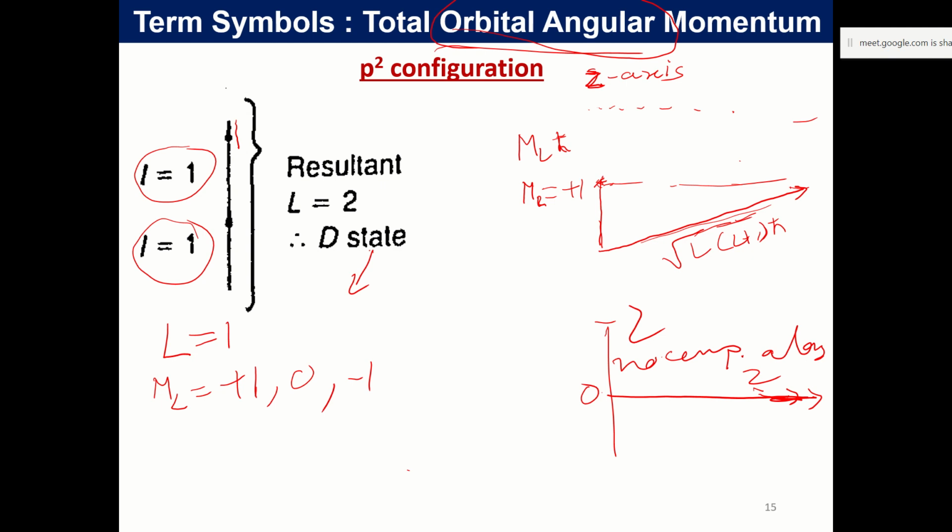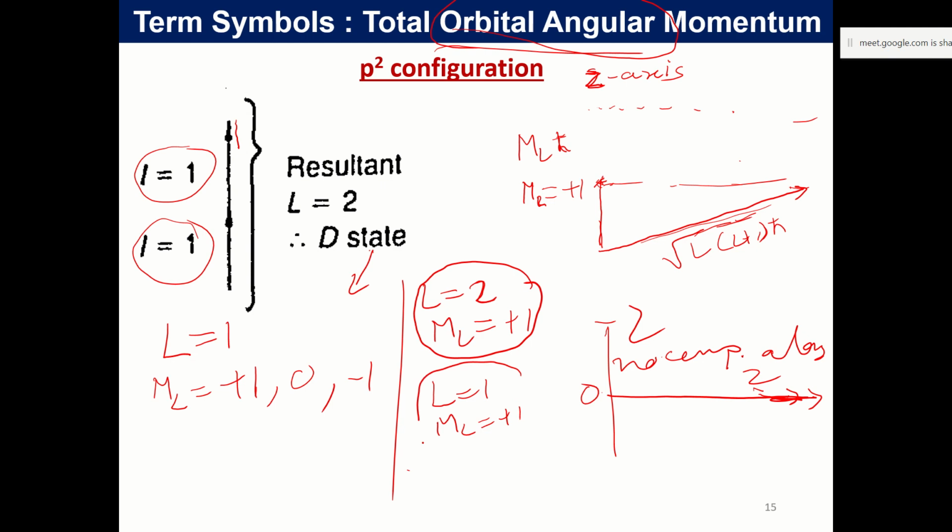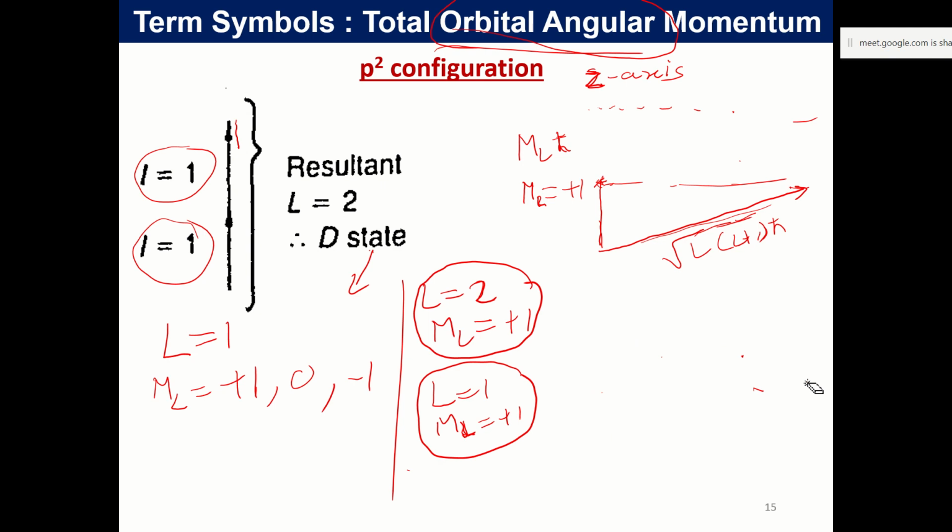Suppose I ask you to draw a picture both when capital L is 2 and show the ml plus 1. Suppose the question is that draw the picture for L equal to 2 and ml plus 1, and the second one, compare it with when L is equal to 1 and ml is plus 1. Draw the two pictures, scale vector diagram. What will be the difference? If you are understanding, what will differ, what will be different? Try this by tomorrow, this is homework, do it tomorrow.